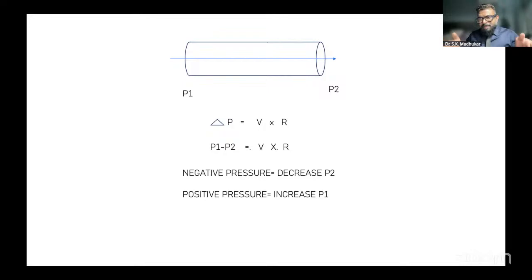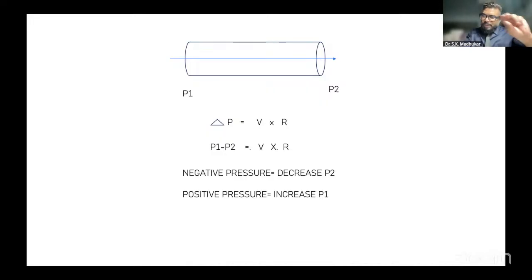So, if we create a pressure gradient between mouth and alveolus, then the air will start moving into the lung. We had negative pressure ventilation. In negative pressure ventilation, we decreased the P2. Alveolar pressure was decreased, and so the air started flowing. Nowadays, we use positive pressure ventilation. In positive pressure ventilation, we increase the P1, that is the mouth pressure, and so the pressure gradient is created and the air starts to move in.